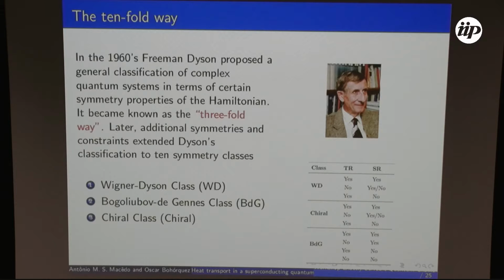It has a one-to-one correspondence with the associative division algebras: real, complex, and quaternions. For a long time, looking at these symmetries, essentially time reversal symmetry and whether or not you have spin rotation symmetry, these three Wigner-Dyson ensembles were thought to be everything. It was supposed to tell the whole story.